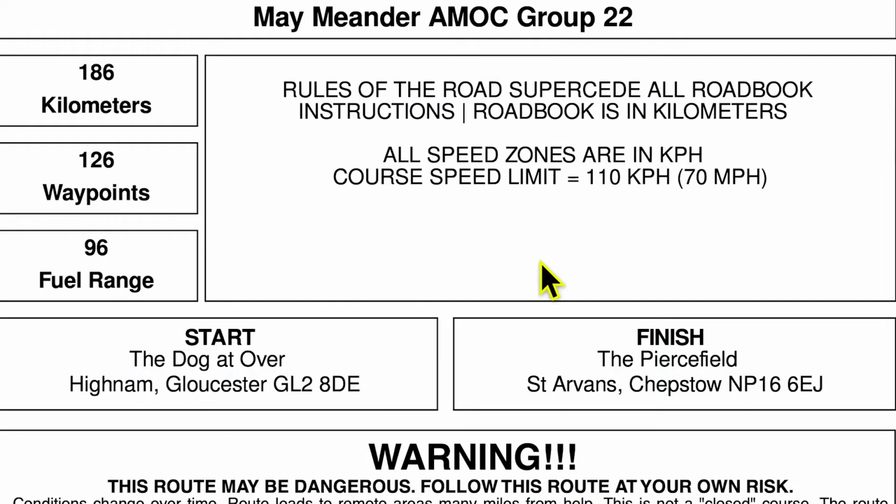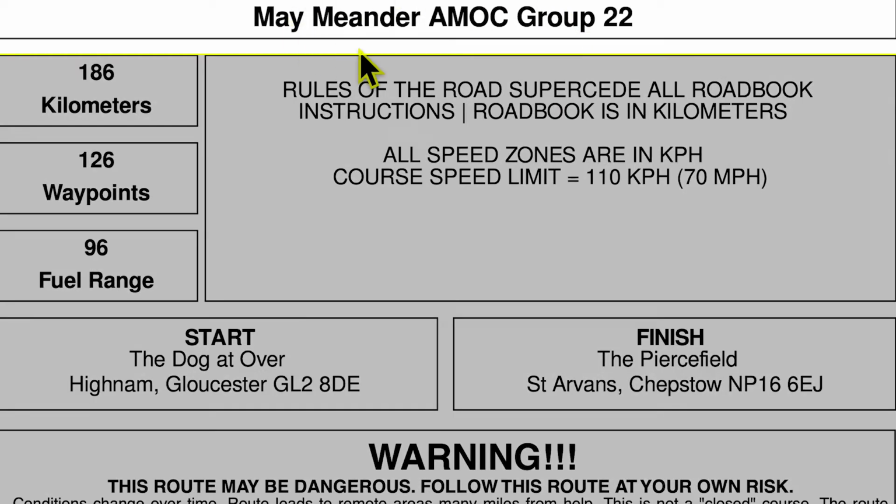So in this roadbook, we'll start off at the top. We have the header, the title of the roadbook. We have on the left hand side the kilometers, the total length of the roadbook. Then we have the number of waypoints, the number of boxes in the roadbook, and we'll cover that off in a minute. You have a complete fuel range for various sections of the course, so you know exactly how much fuel you're going to have to carry.